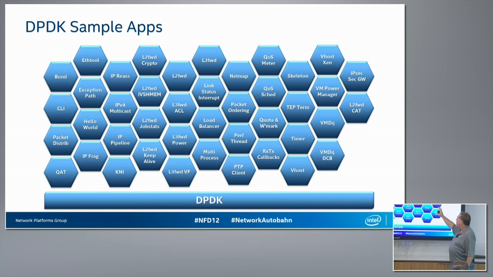But we've got a lot of examples to show you what you need to use or how to use a particular feature of DPDK. And you can pick out your favorite one out there. I think the ones that typically get pushed around are the layer 3 forwarding and the QAT now with the crypto dev and so forth. So you can see we have CLI support as well, things like that.